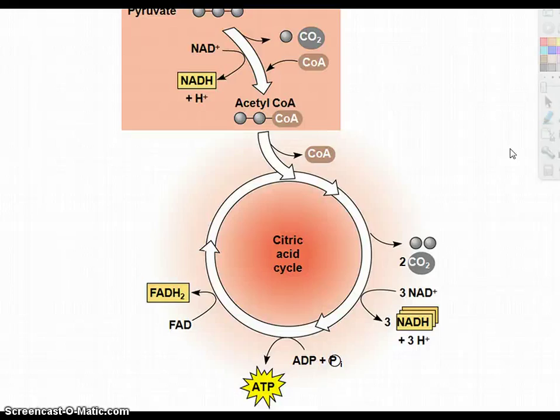It makes 3 NADHs, an ATP, and an FADH2. And then remember, there were 2 of these because glucose split in half. So now the second acetyl-CoA will come in and do the same thing.